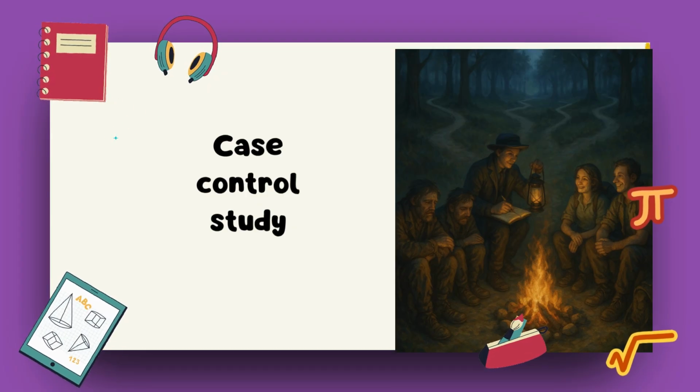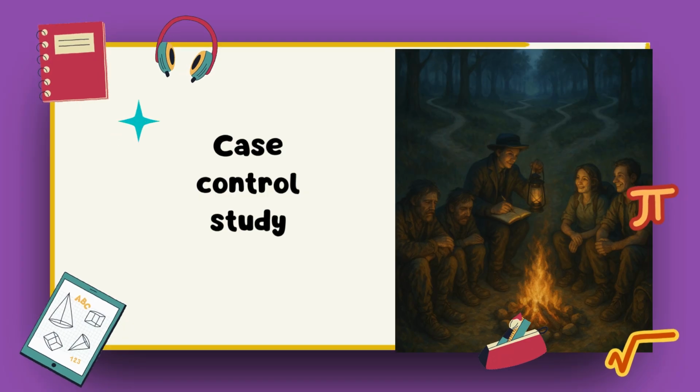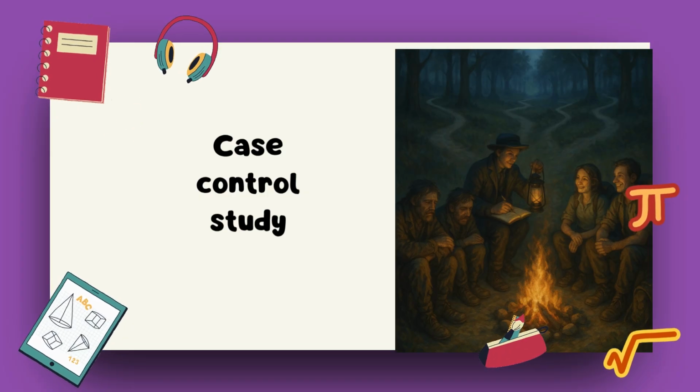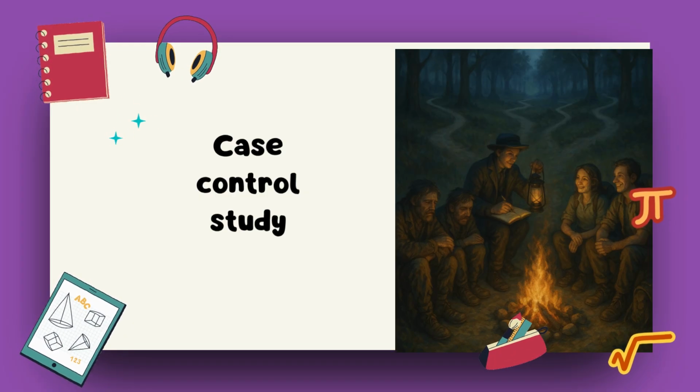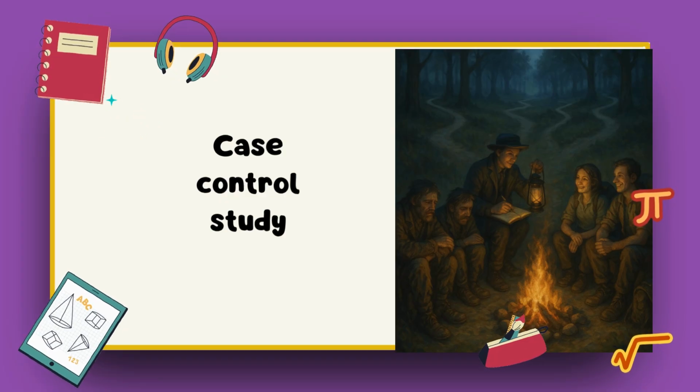It's very clever and efficient, especially for rare diseases. Why rare diseases specifically? Because if a disease is rare, waiting for enough people to develop it in a forward-looking study could take forever. With case control, you find the cases that already exist and work back.